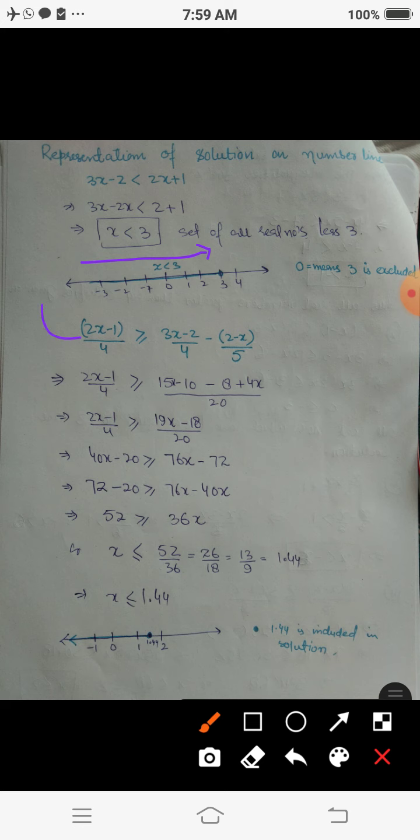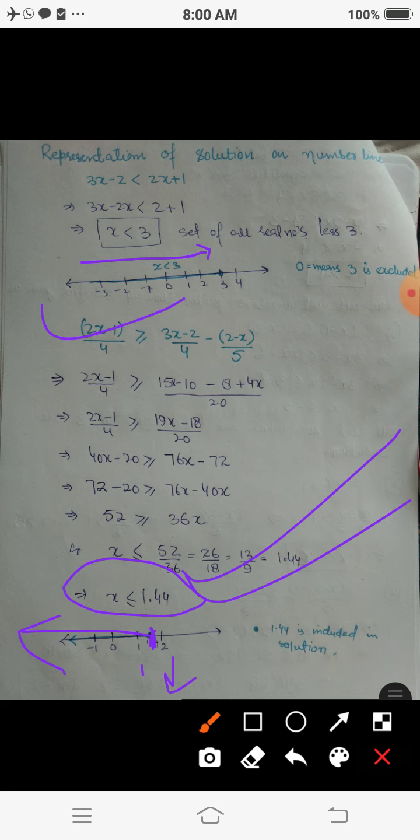Now similarly, after simplifying this, we get x ≤ 1.44. This 1.44 lies between 1 and 2 on the number line. Here we have to include this 1.44 also, because this is a slack inequality. When it is a slack inequality, we have to include this endpoint also, so this portion is the required solution, the representation of the solution set for this inequality.